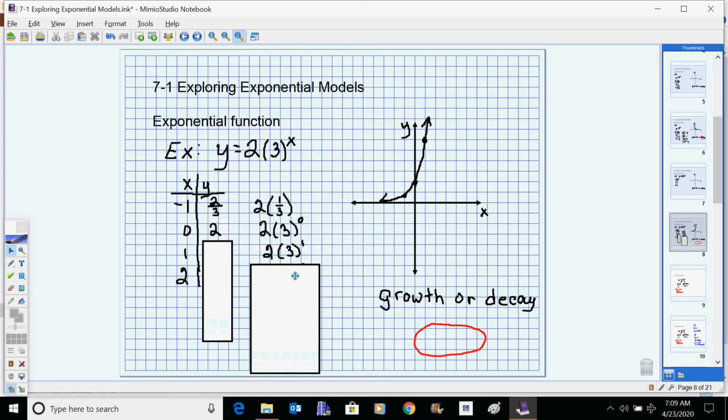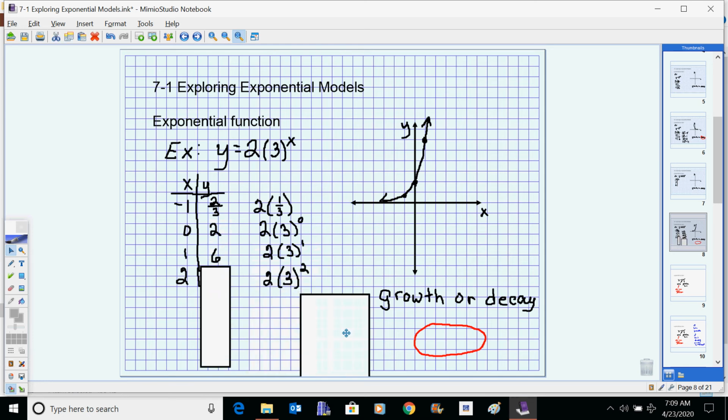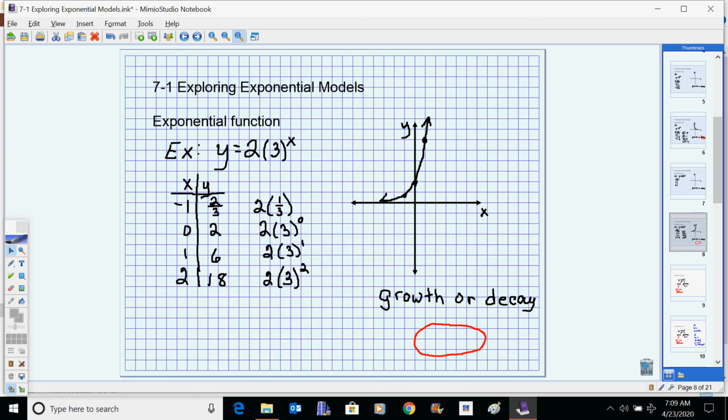3 to the first power is 3. 2 times 3 is 6. And then we start going higher and higher and higher in value. 3 squared is 9. So we get 18. I didn't even graph 2 because that's way up here somewhere. But we have our graph going like this. You probably have already determined whether it's growth or decay. And it is growth because it's getting larger and larger and larger. And what we notice is this number makes those things happen even more abruptly, however not exponentially. Okay, so this number is more of a constant.